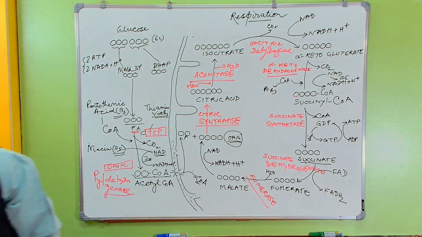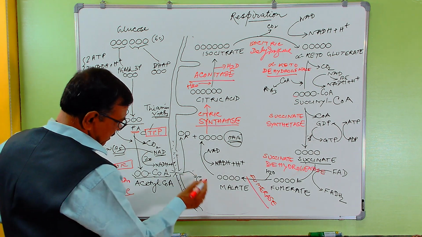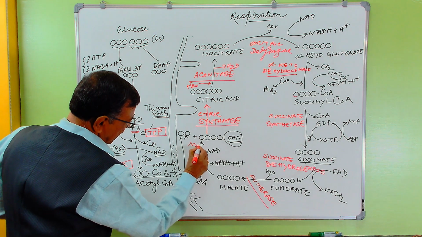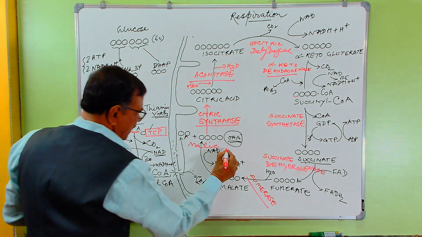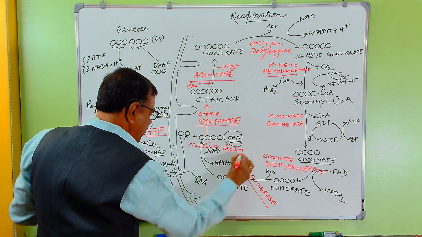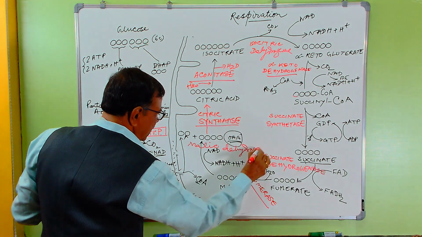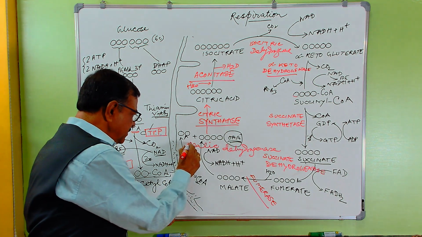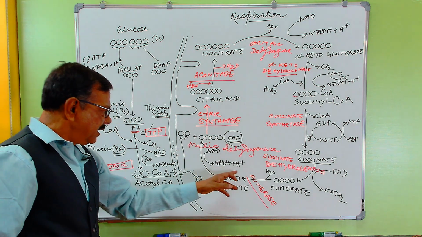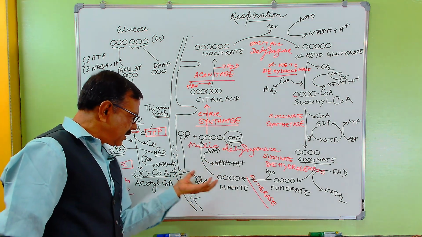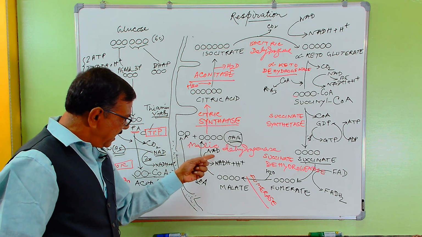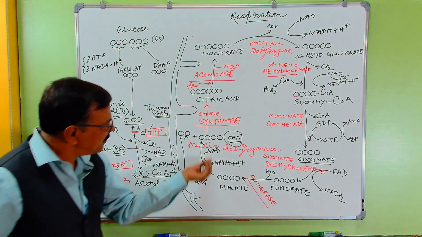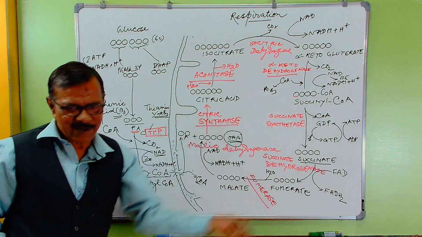Malic dehydrogenase is the enzyme which dehydrogenates. Out of dehydrogenation, the NAD is reduced to NADH2. Now the cycle goes on. The cycle goes on in this way.